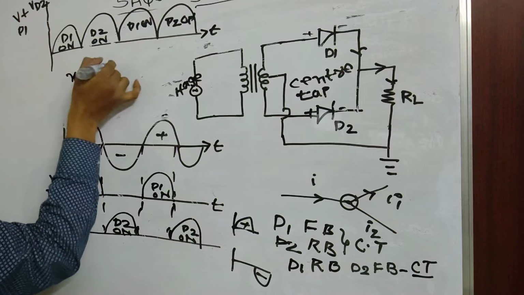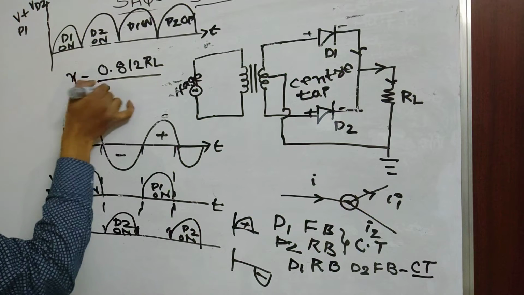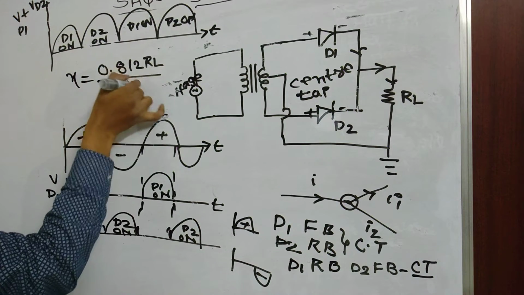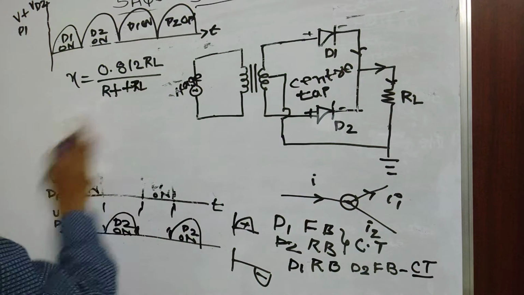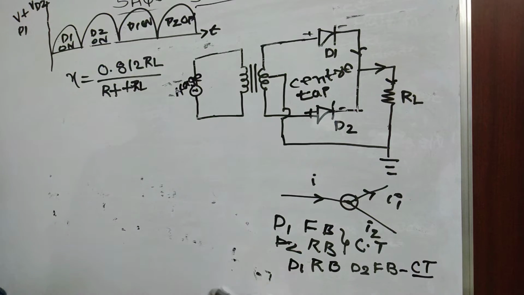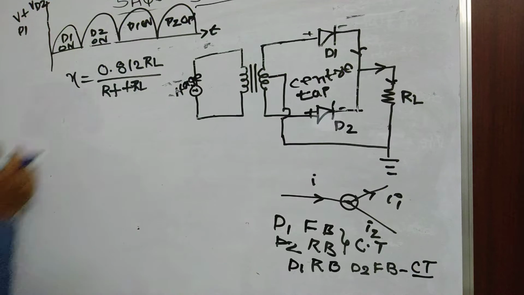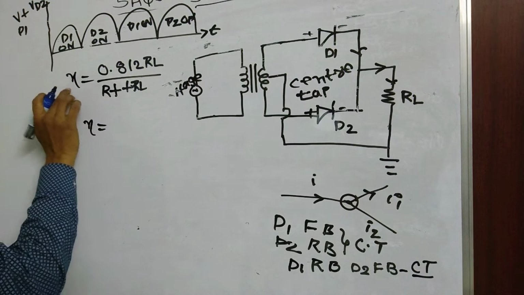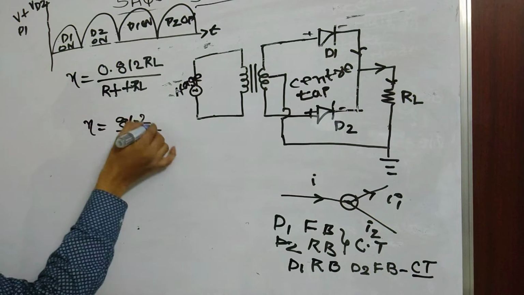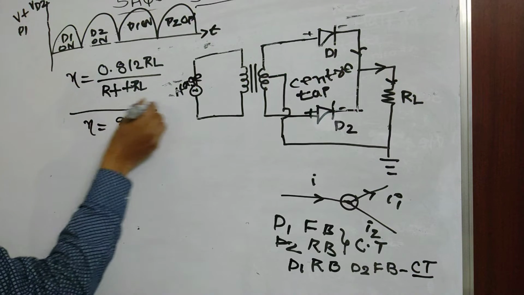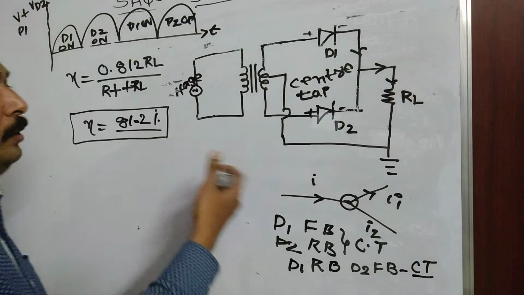Then the efficiency is represented as 0.812 times RL divided by RF plus RL, around 80 only. Some books give 80.6, some books 81.2. Different values are given, but it should be double compared to the half wave rectifier. Because efficiency is expressed as a percentage, the value is 81.2%. That is the efficiency of the full wave rectifier. It is double compared to the half wave rectifier.